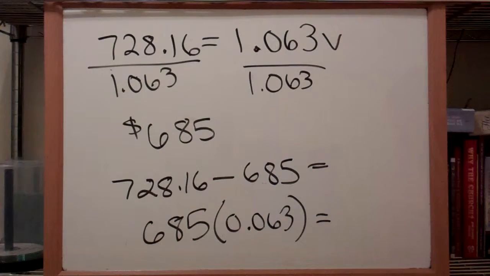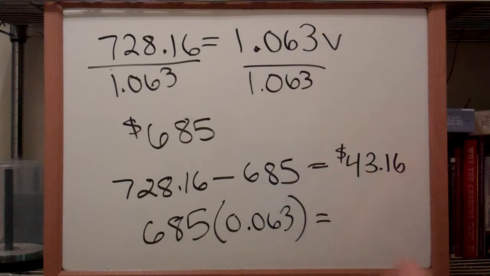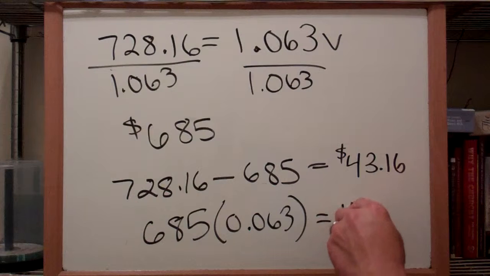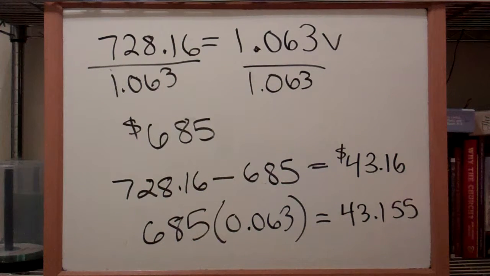Here you would say $43.16. And again, if you type the other one into your calculator, 685 times 0.063, you get $43. It comes out to 0.155, which we can round to 16 cents. So they paid $43 and approximately 16 cents in taxes for Part C.